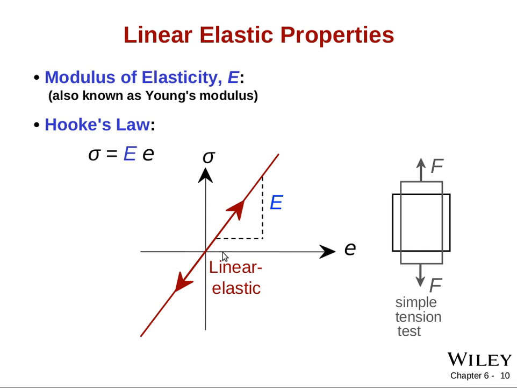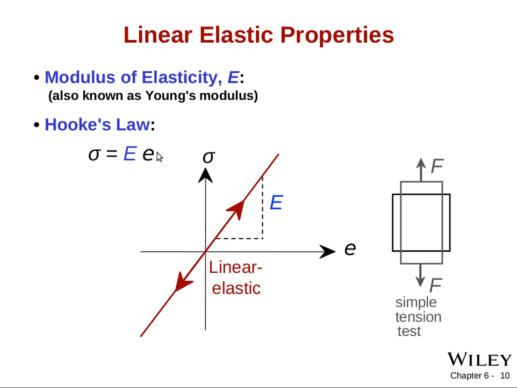So in the linear region, here we have stress, force divided by the unstressed area. Over here we have strain, which is the amount of elongation divided by the original length. In the linear elastic region, stress versus strain follows Hooke's law. So if you stress a material an amount sigma, then the strain is going to be sigma divided by the modulus of elasticity.